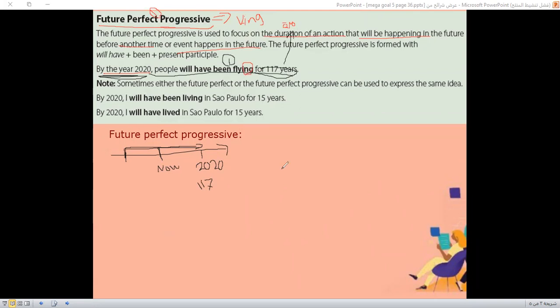Thalith, is it clear? Yes, clear. Yes. Thank you.